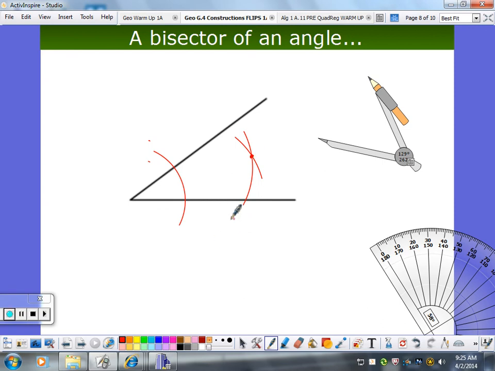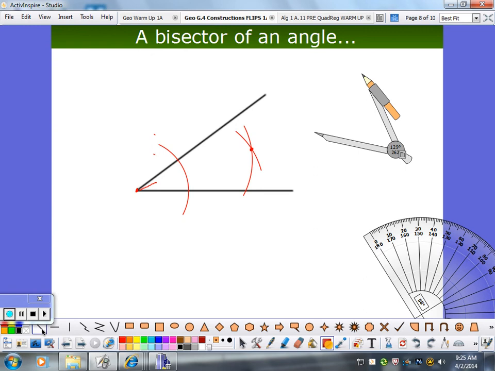What do we want to connect? The vertex and this point of intersection. Again, I'm having trouble with straight edges, so I'm freehanding it. It's going to look terrible. Well, let me see. Maybe I can do it with this. I'm basically aiming for that point right there. There it is.